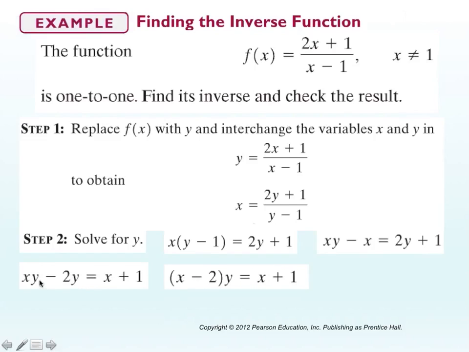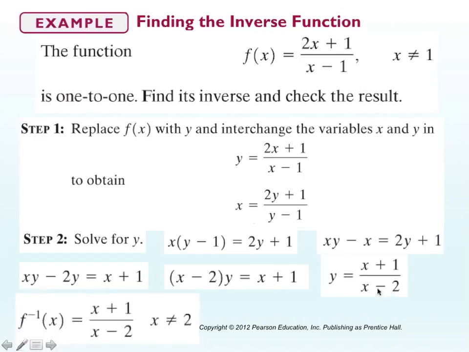And then we can factor out a y. So we have y times the quantity x minus 2 equals x plus 1. And then we divide both sides. So we get y equals x plus 1 over x minus 2. And we rewrite this as f inverse of x equals x plus 1 over x minus 2, where x is not equal to 2.